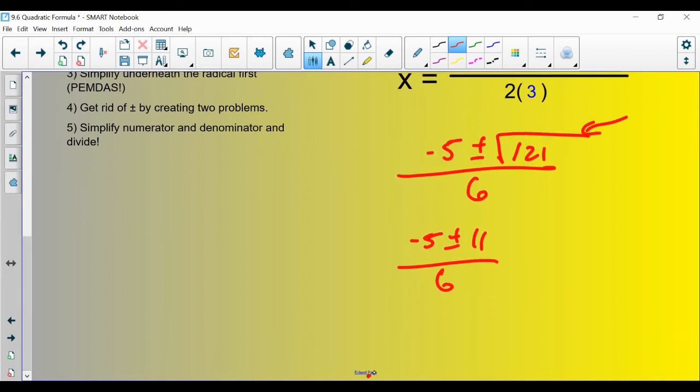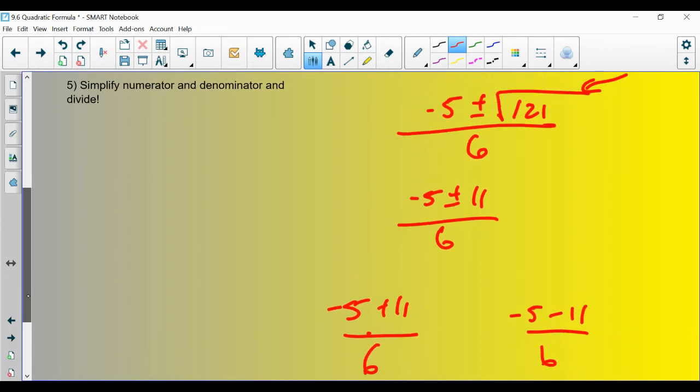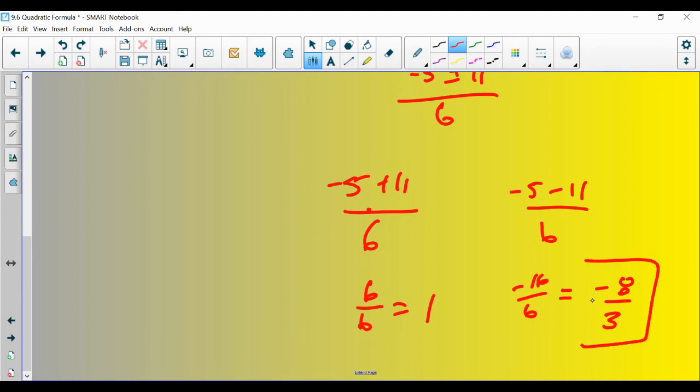From here, you're going to break this up into 2 different equations. You're going to have negative 5 plus 11 over 6 and negative 5 minus 11 over 6. You are going to simplify the numerator. Negative 5 plus 11 is 6 over 6, which is 1. And negative 5 minus 11 is negative 16 over 6. And negative 16 over 6 reduces to negative 8 over 3. So when it's all said and done, your final answers are 1 and negative 8/3.